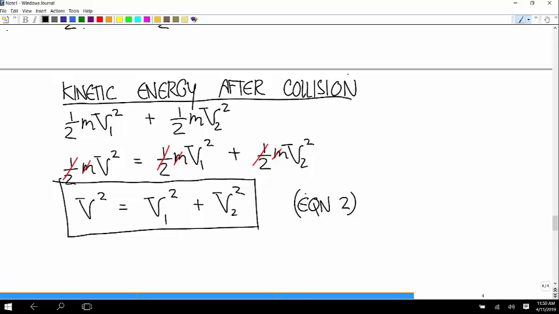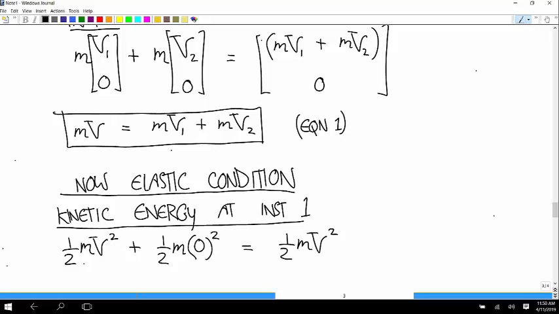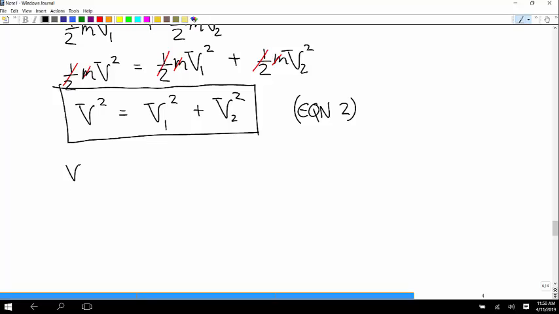And notice that we're done with the physics now. All we're doing is solving this system of two equations for two variables. It's still tedious, I'm not saying it isn't, but it's all stuff that at this point you can figure out how to do. I'm going to write v1 as equal to v minus v2. And then I'm going to square both sides.